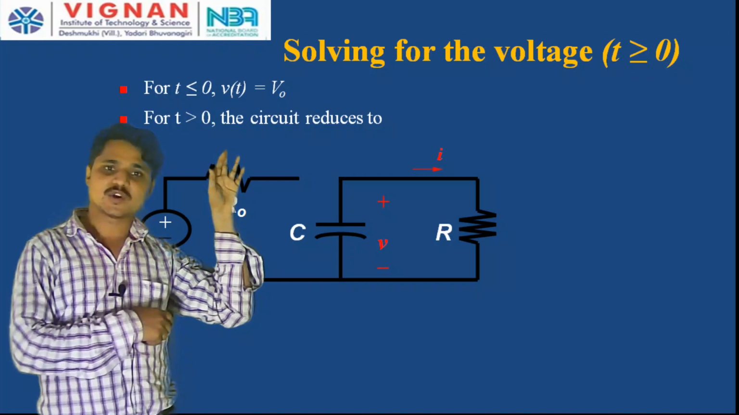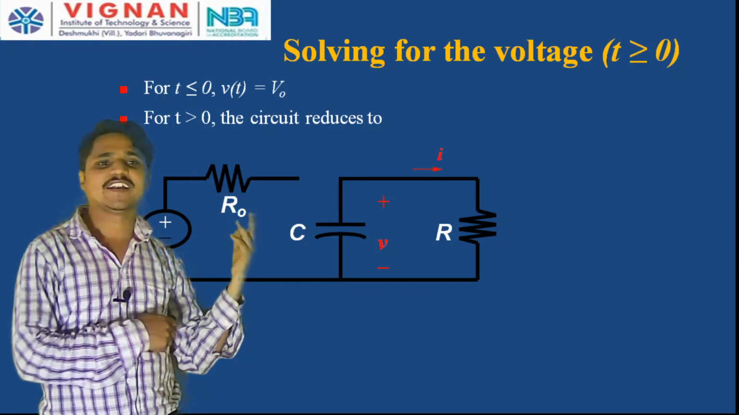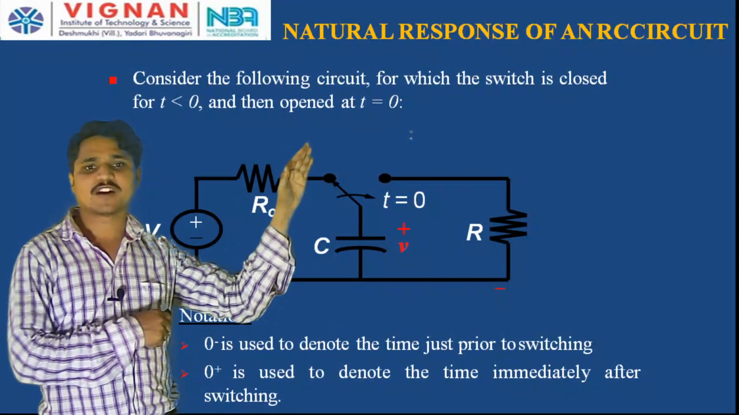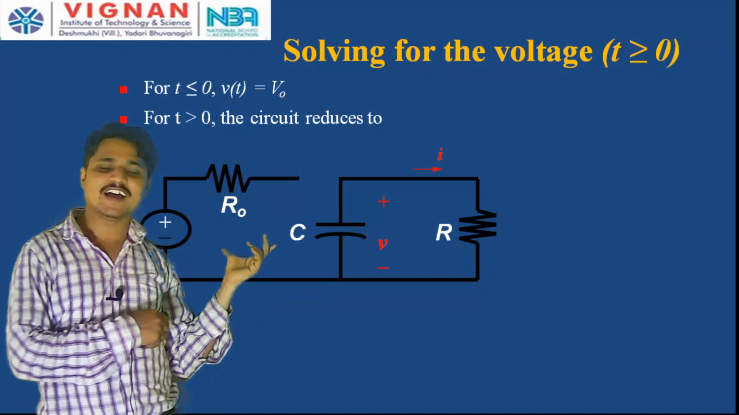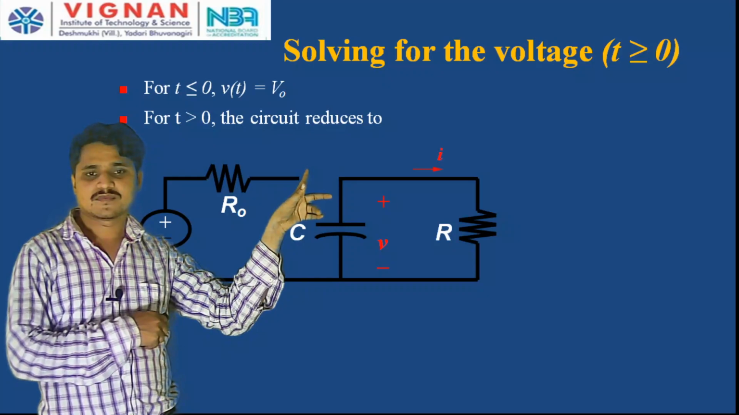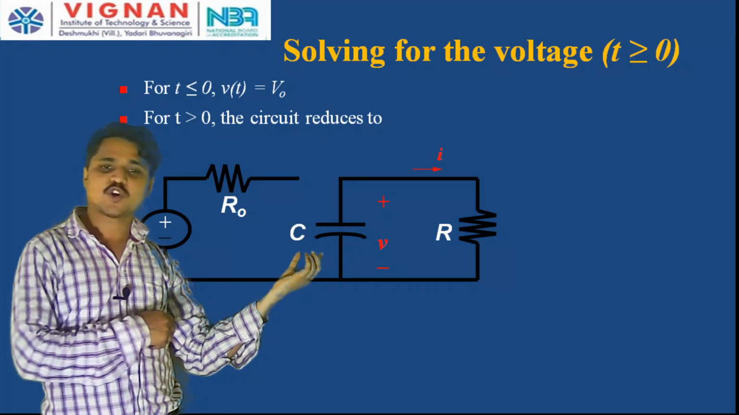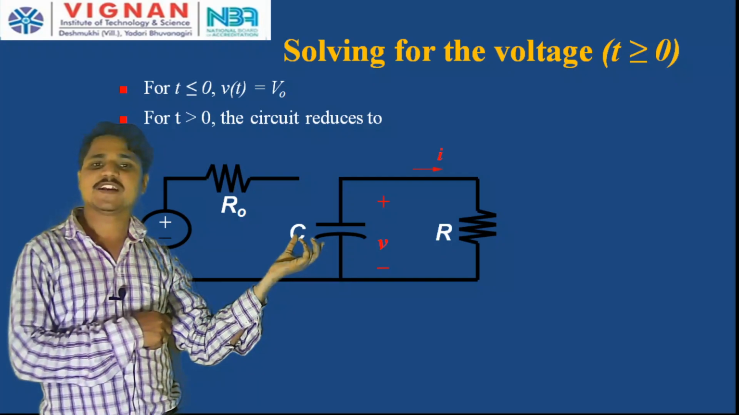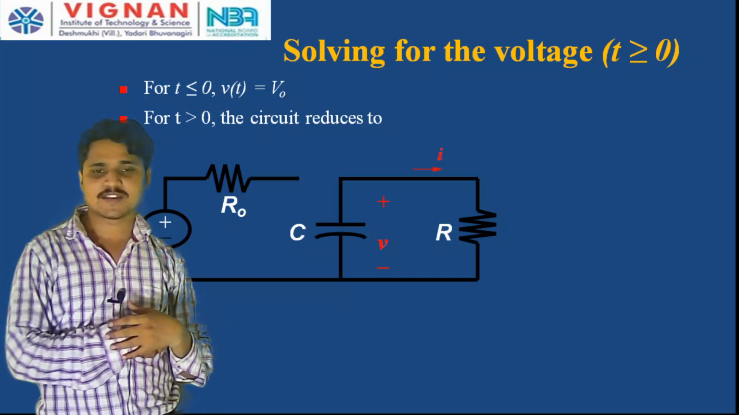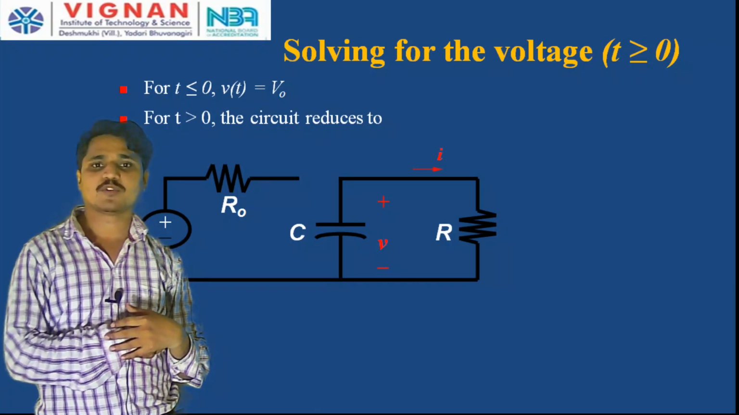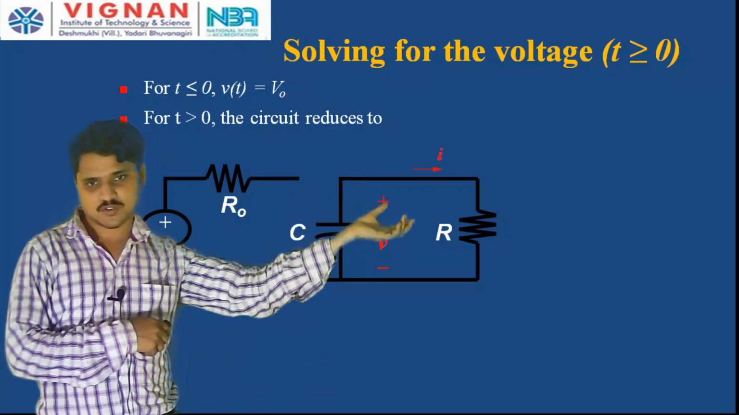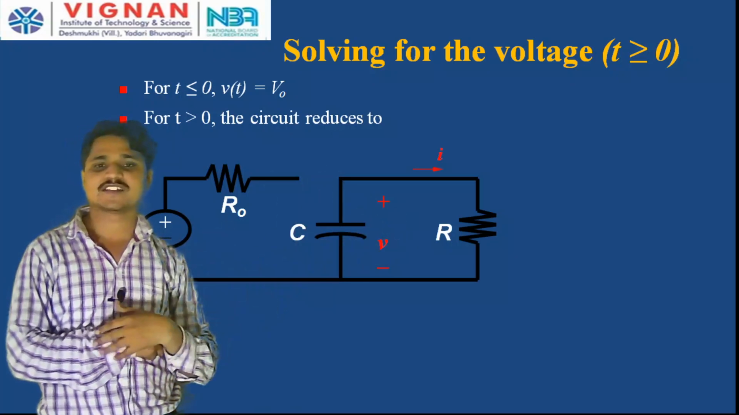For t greater than 0, the switch is open. Now you have to redraw the circuit; the switch is opening here, so it is an open circuit. Whatever energy was stored by the capacitor must be dissipated in the resistor. According to the law of conservation of energy, energy can neither be created nor destroyed, but it transfers from one form to another. Therefore, the energy stored by the capacitor will transfer to the resistive part, and the resistor will dissipate the energy in the form of heat.